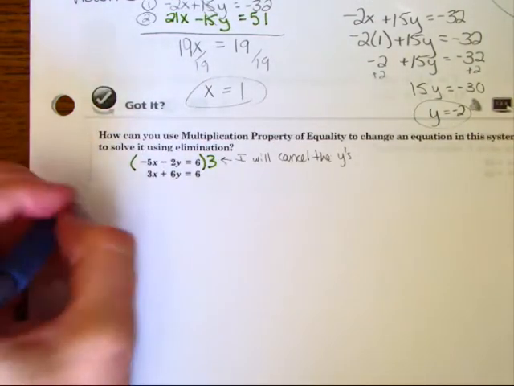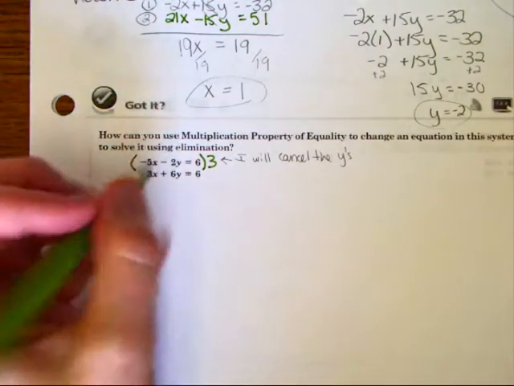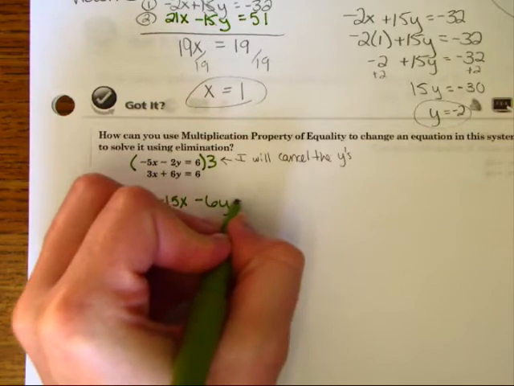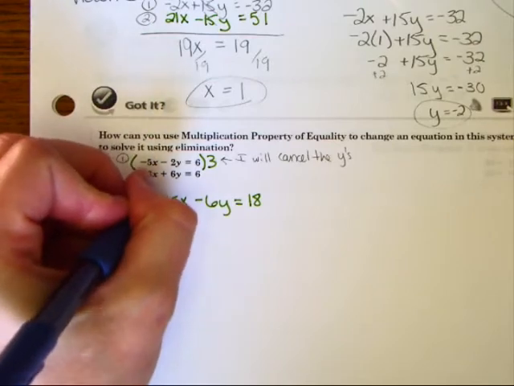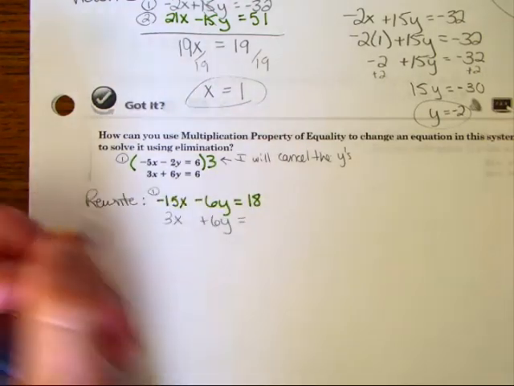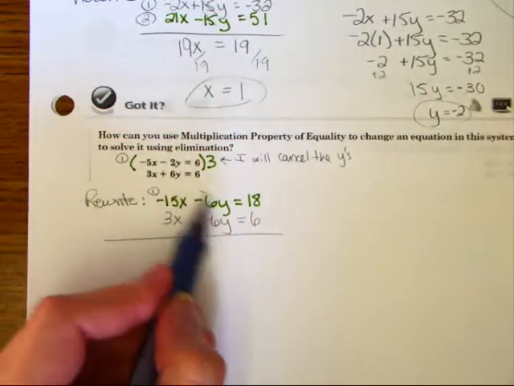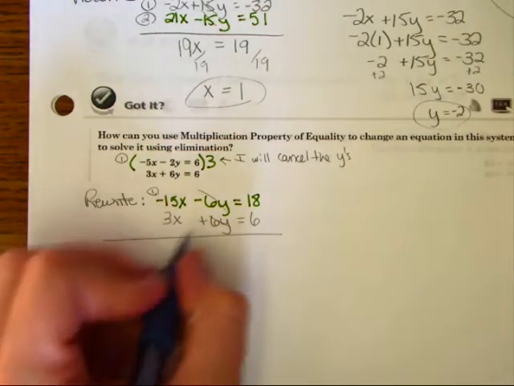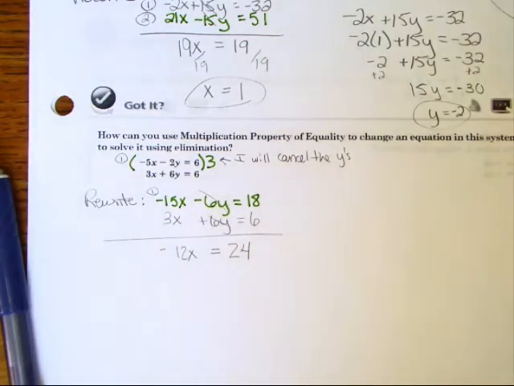All right, let's rewrite it. When you have to really change something, you should rewrite both of them, okay? Distribute that 3. 3 times negative 5 is negative 15x. 3 times negative 2 is minus 6y. And 3 times 6 is 18. That's the top equation that I just manipulated. I manipulated equation number 1. The bottom equation does not need manipulated. We're done. Because that's going to cancel. Look at those 6's. Boom, boom. Negative 15 and positive 3 makes negative 12x. And 18 and 6 makes 24. That's pretty cool, right?